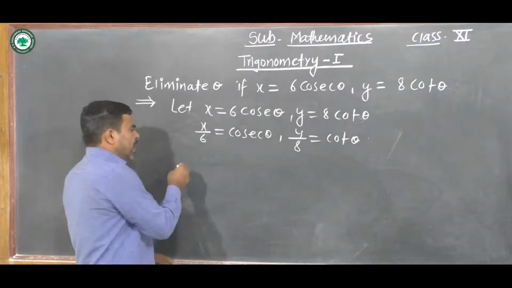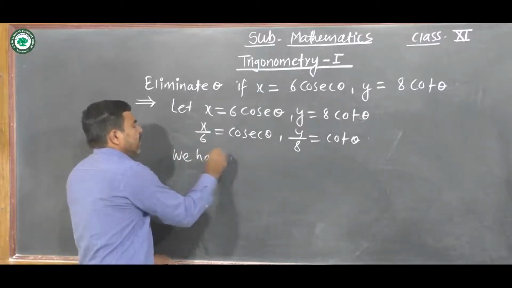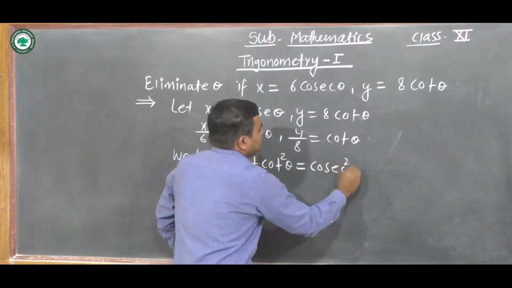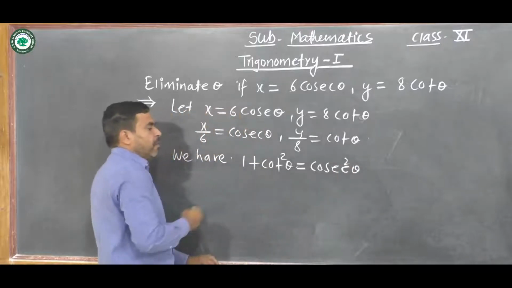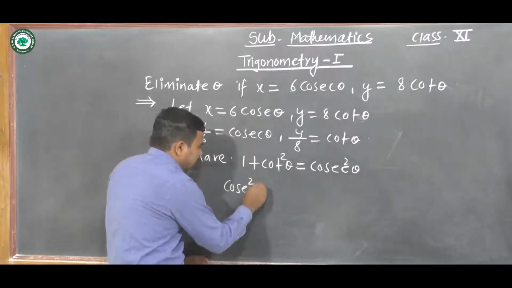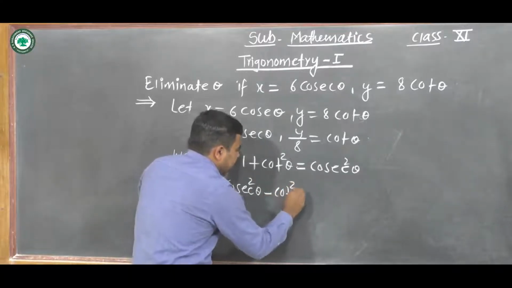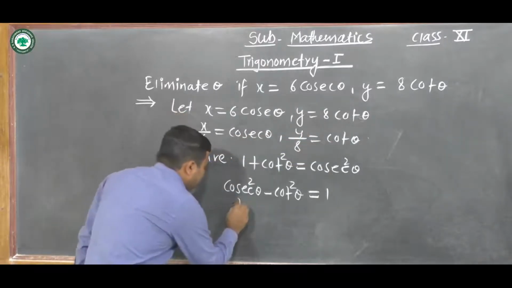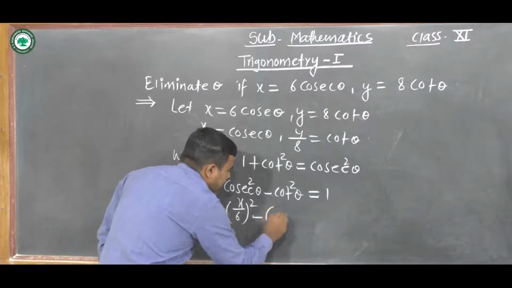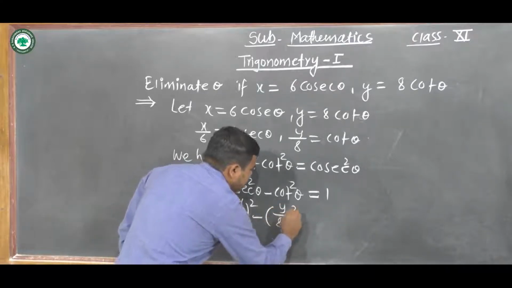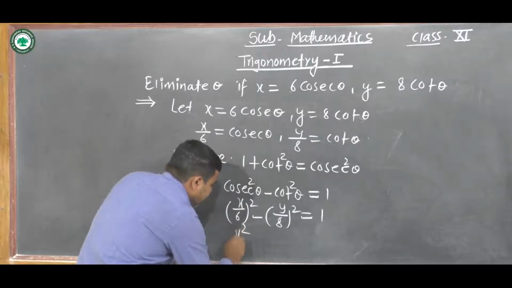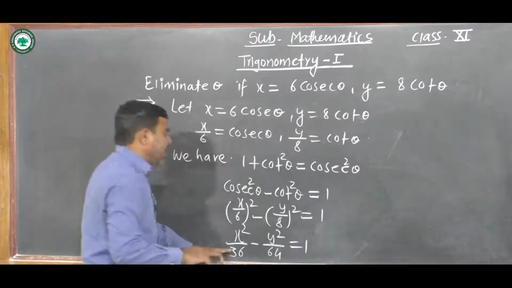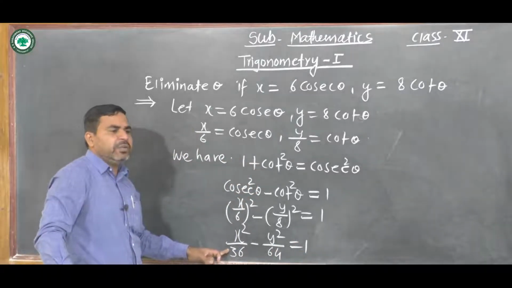So we have one of the fundamental identities: 1 plus cot square theta is equal to cosec square theta. From this, cosec square theta minus cot square theta is equal to 1. And now here put the values of cosec theta and cot theta. So it is (x upon 6) whole square minus (y upon 8) whole square is equal to 1. That is x square divided by 36 minus y square divided by 64 is equal to 1. And now observe this equation, theta is eliminated.